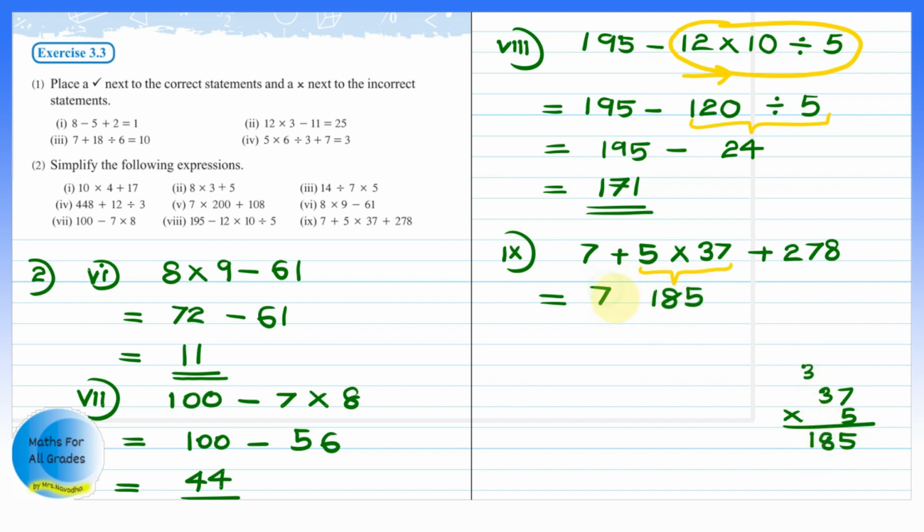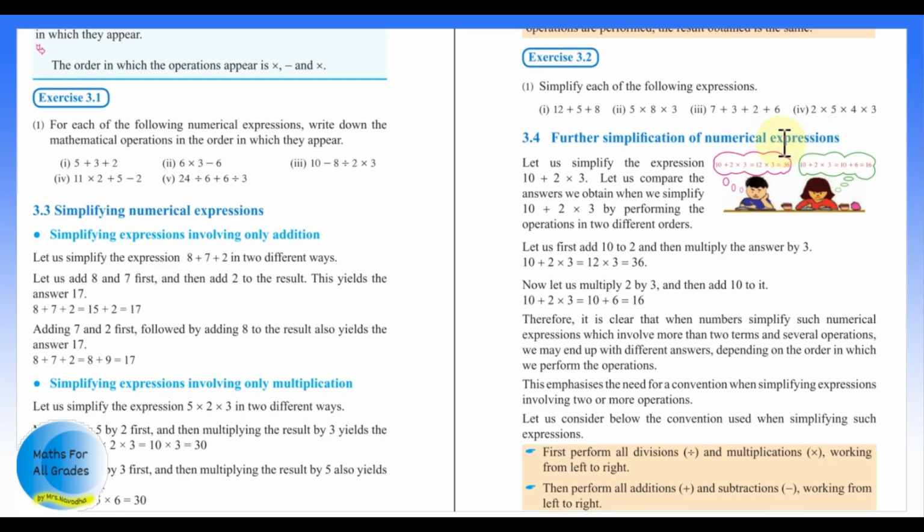185. 278 plus 7. 5 plus 8 equals 13. 13 plus 7 equals 20. 2 goes here. 2 plus 8, 10. 10 plus 7, 17. 1 goes here. 1 plus 1, 2. 2 plus 2, 4. Answer is 470.